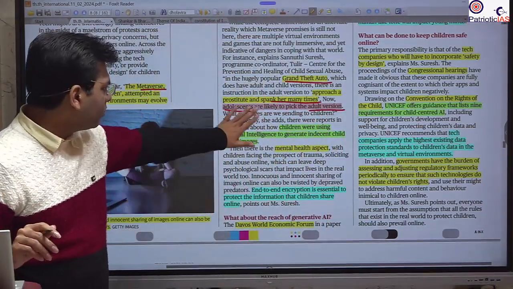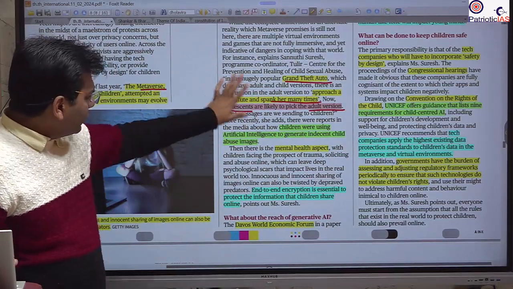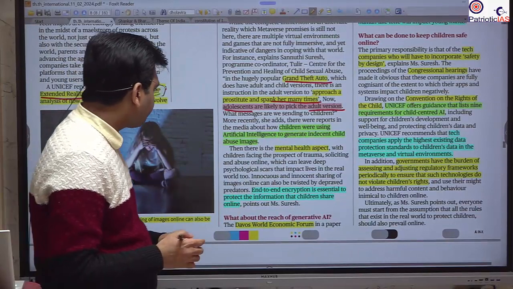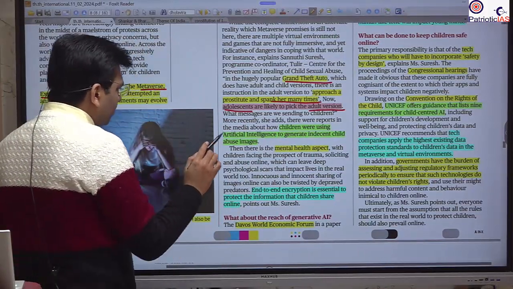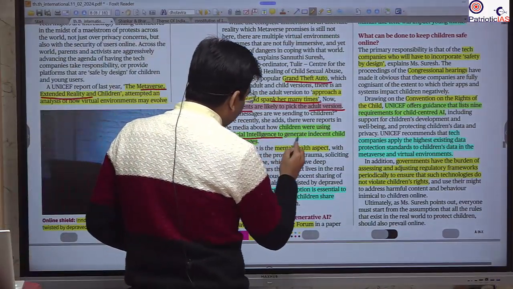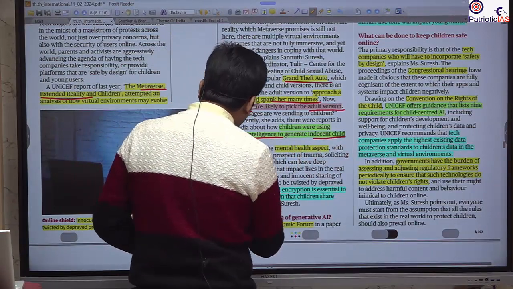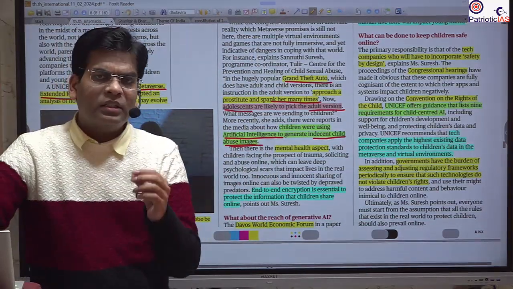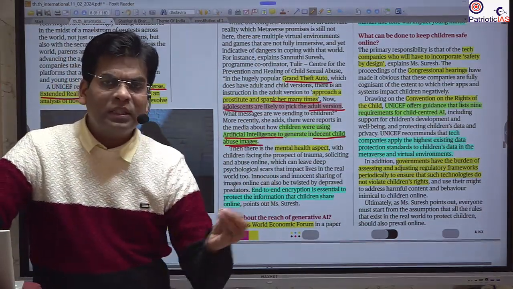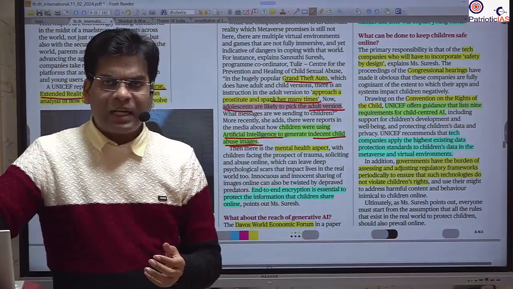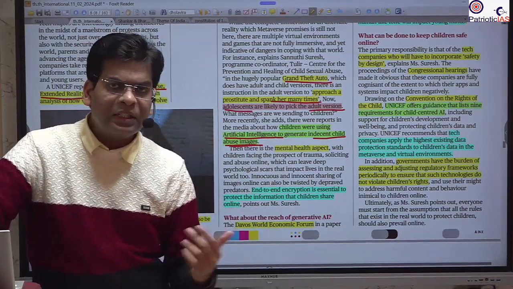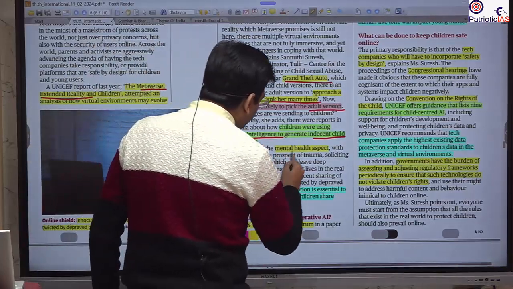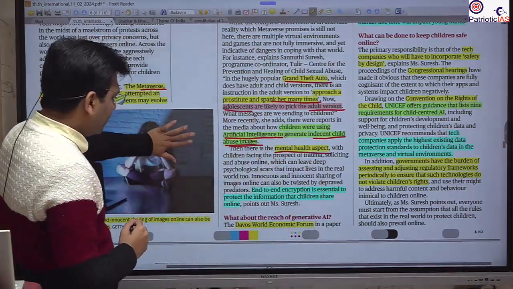Okay, so they try to go with the adult version, so this means more exposure to the bad thing. Children were also using this artificial intelligence to generate indecent child abuse images, because the technology exists. There are so many apps in the market that can generate this imaginary imagery, and this is impacting the mental health of these children.